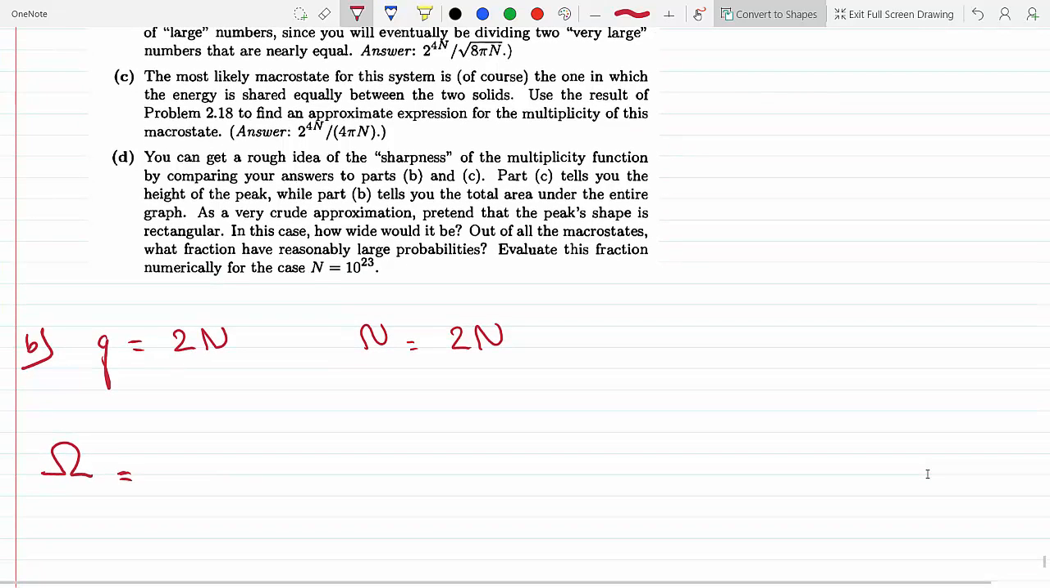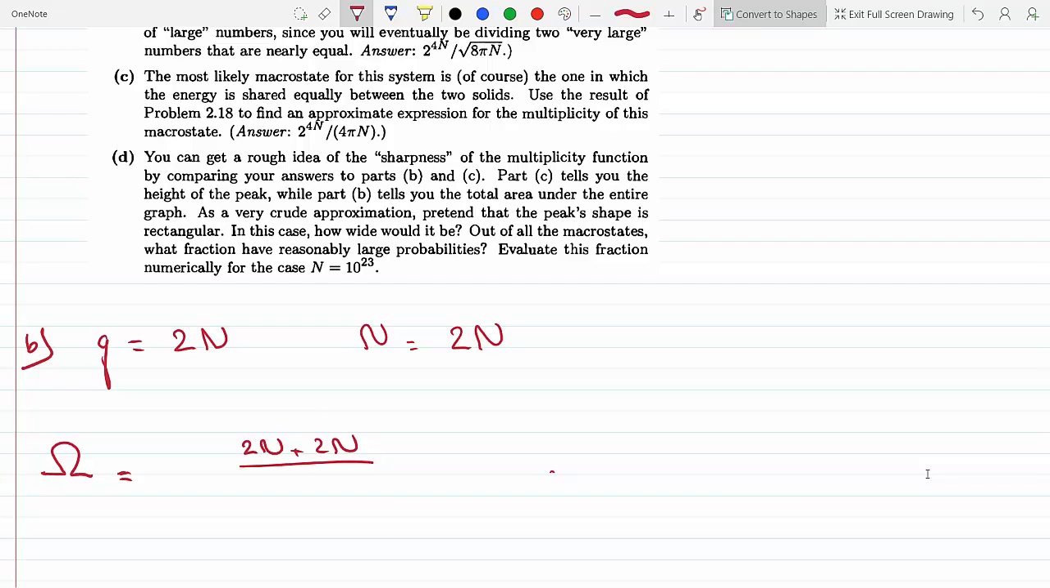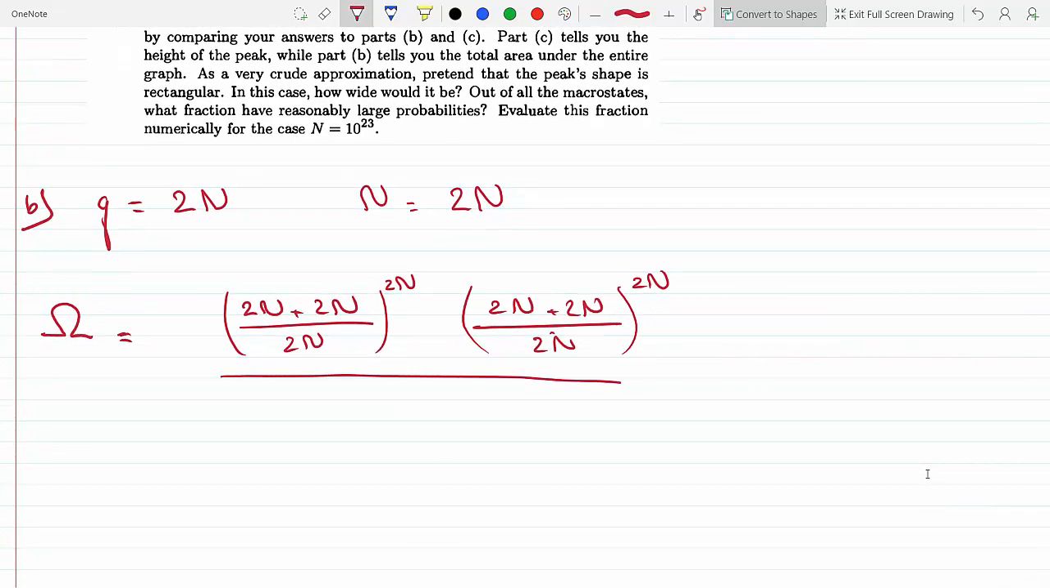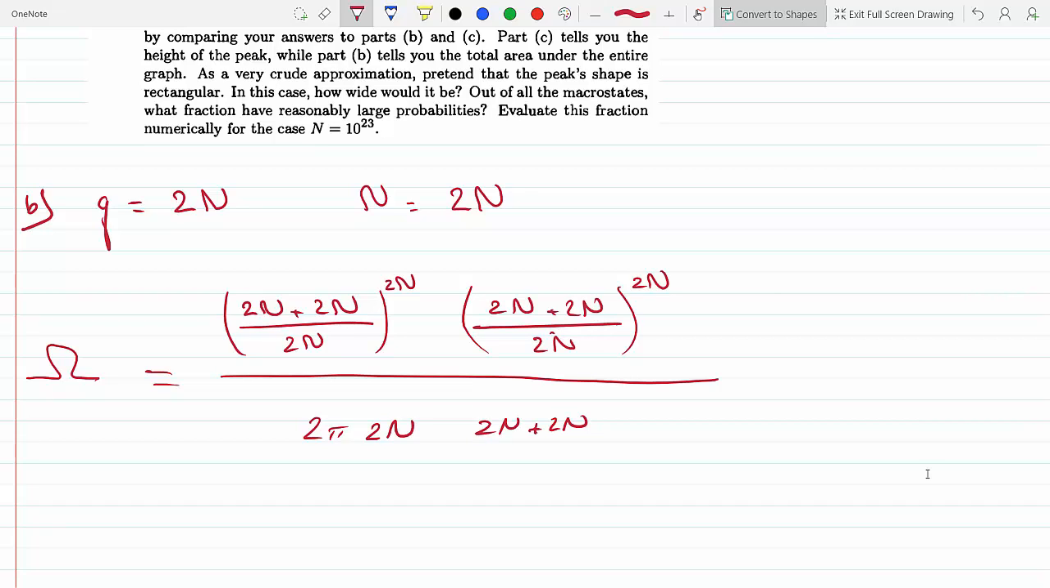And so if I do that, I will get 2n plus 2n over 2n, to the 2n, times 2n plus 2n over 2n, raised to the q, which is 2n, and we're going to divide this by, so I'd better line this up here, this is the main divider, 2 pi q, which is now 2n, times 2n plus 2n divided by 2n divided by n, but n is now 2n.